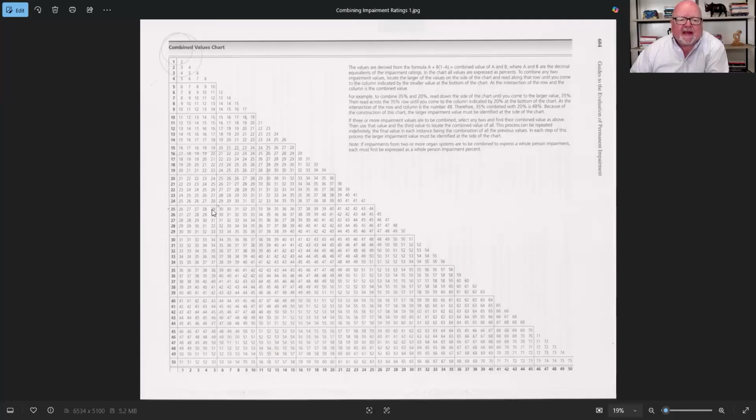So just be aware. So let's say I had 3. Let's say I had a 20% impairment rating for the neck, and let's say I had a 10% impairment rating for the low back, and let's say I ended up with a 5% for the extremity.